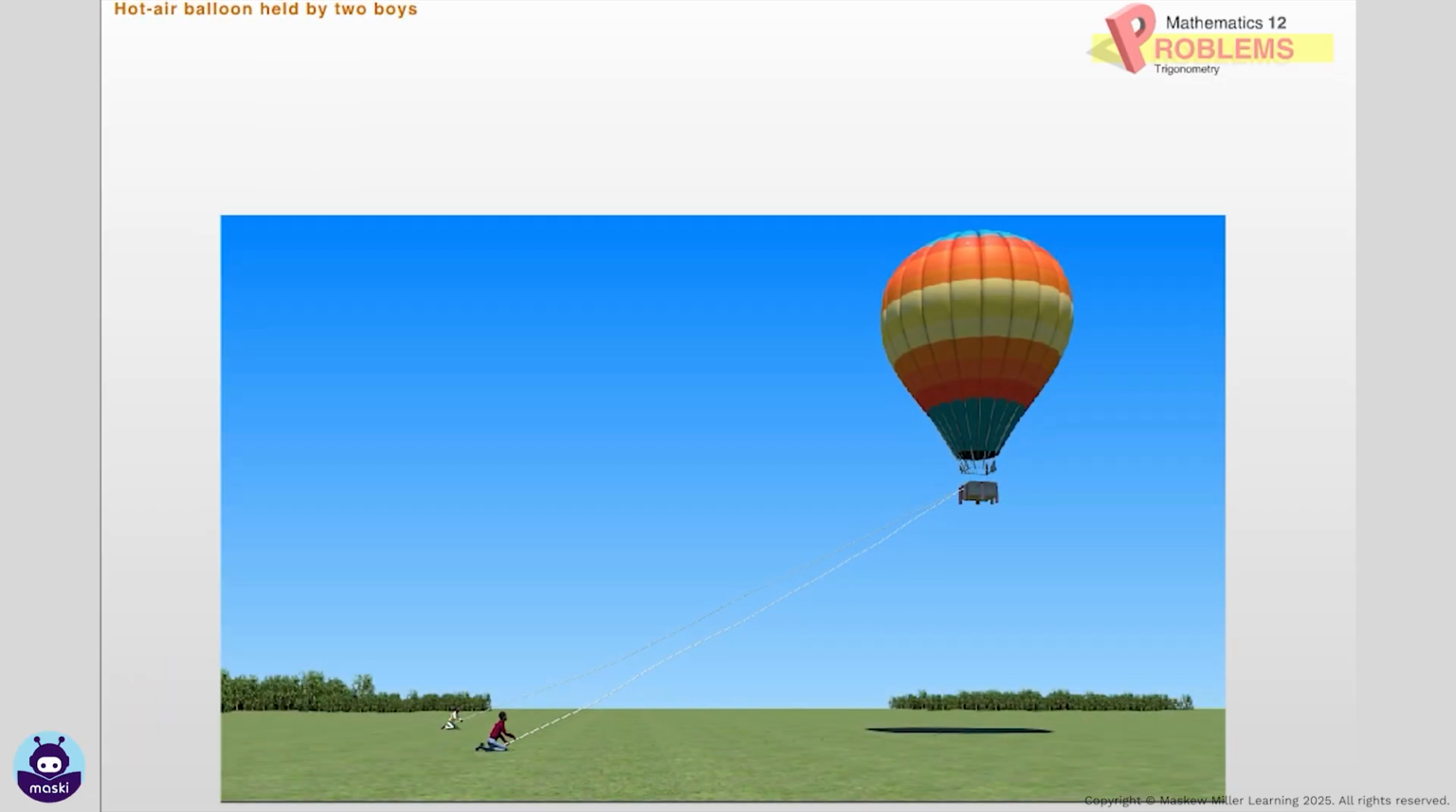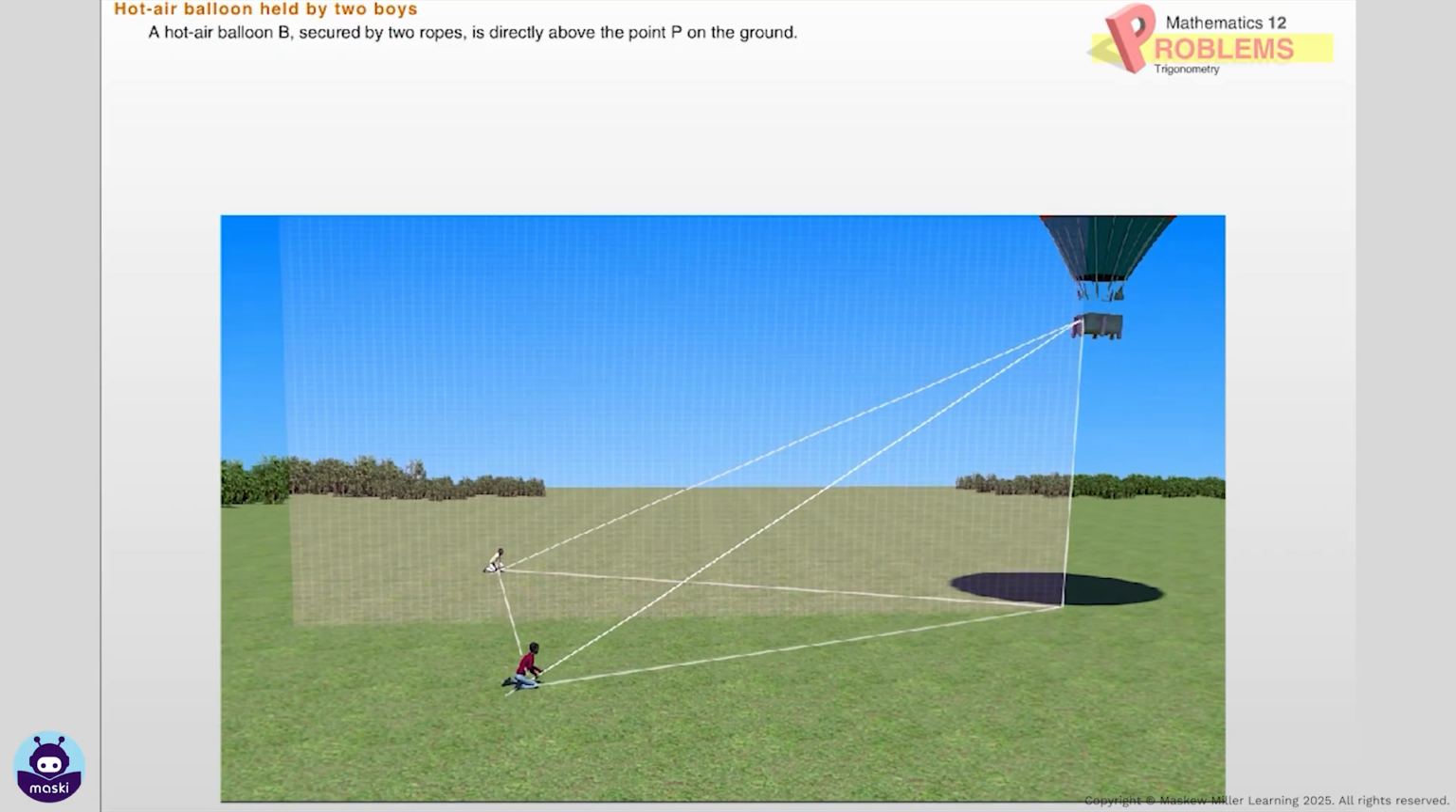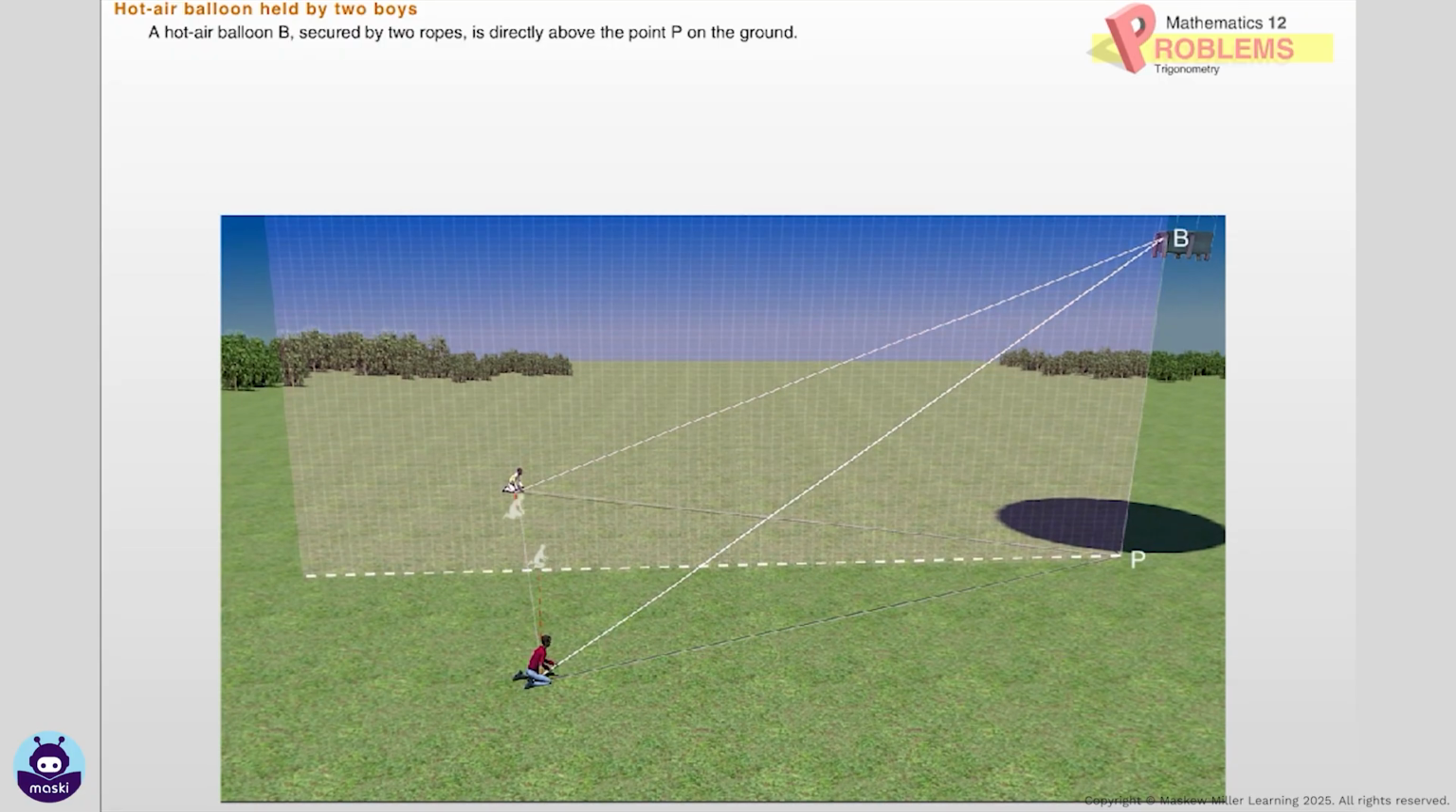Hot air balloon held by two boys. A hot air balloon B, secured by two ropes, is directly above the point P on the ground. The ropes are held by two boys on the ground at point Q and point R. Points P, Q and R are in the same horizontal plane.